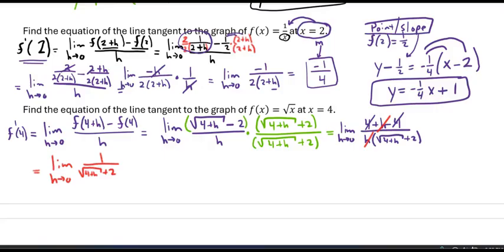Now there isn't any indeterminate form, so you can just plug in the 0. At the top you'll have a 1. 4 plus 0 is 4. Square root of 4 is 2. 2 plus 2 is 4. That's going to be your slope.